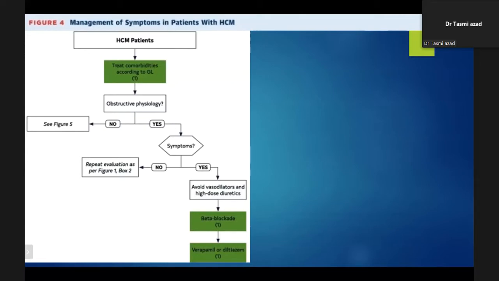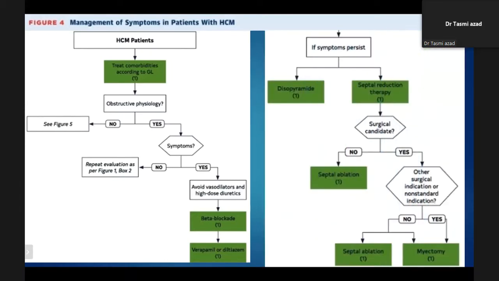If there is a comorbidity, and is there any myocardial fibrosis in gadolinium and all that, through all the initial imaging modality and history and clinical examination, then is there any obstructive physiology? Is there any obstructive physiology? Then we will go for symptoms. If there are symptoms, then we will choose the beta blocker and verapamil, diltiazem, as we mentioned.